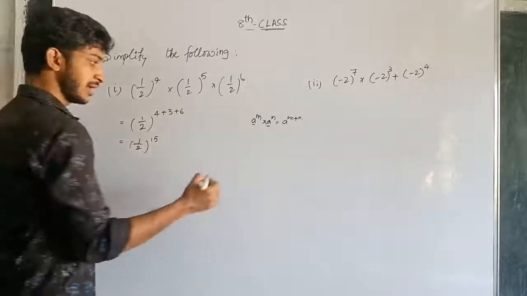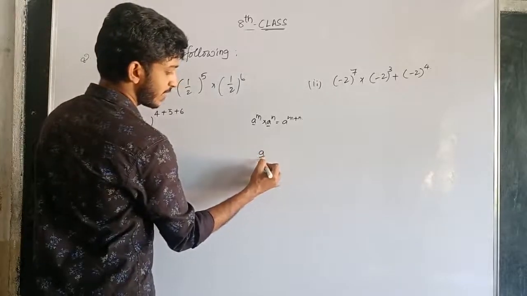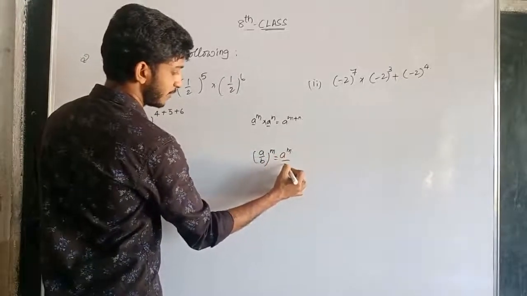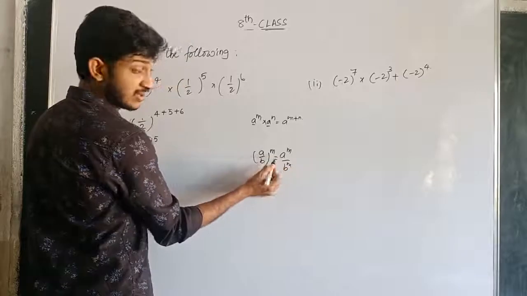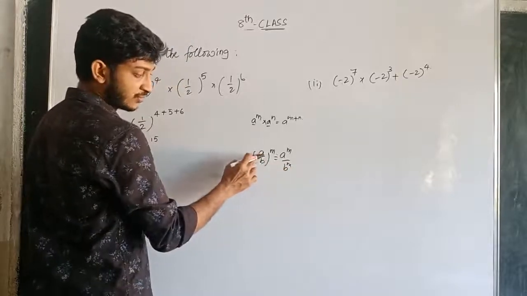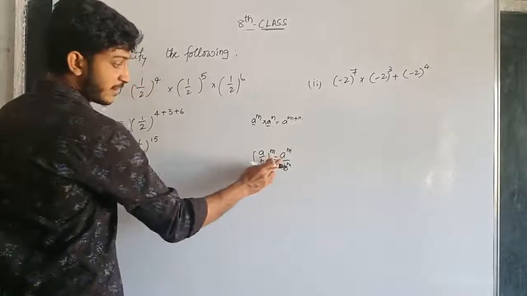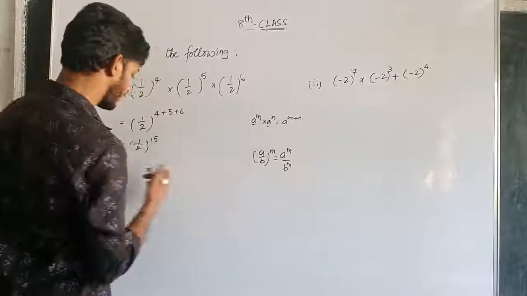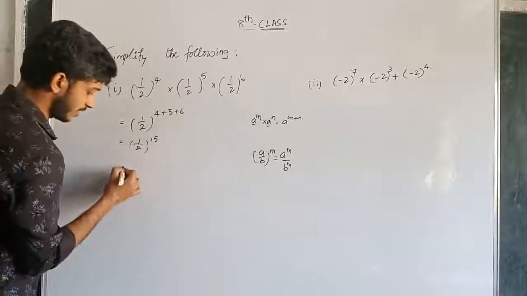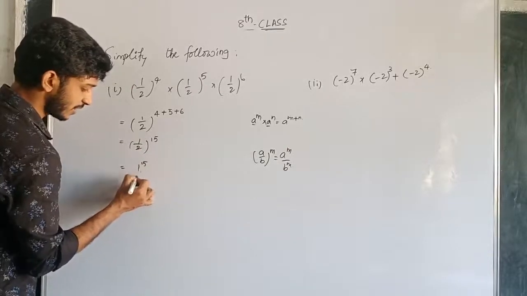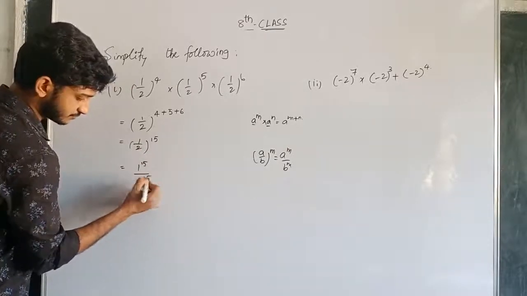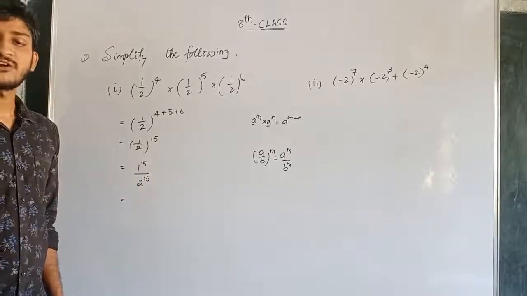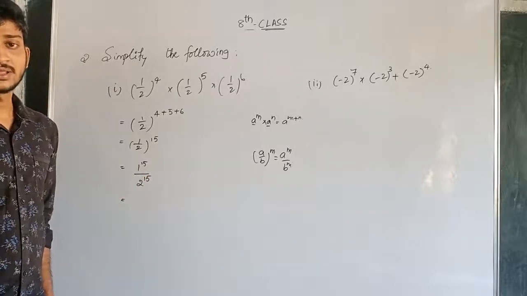We also know another formula, (a/b)^m equal to a^m by b^m. This power is for both numerator and denominator. So I am dividing it and writing it a^m by b^m. So by using the formula I am expanding this as 1^15 by 2^15. So 1^15 is equal to what? 1^15 is 1 only.